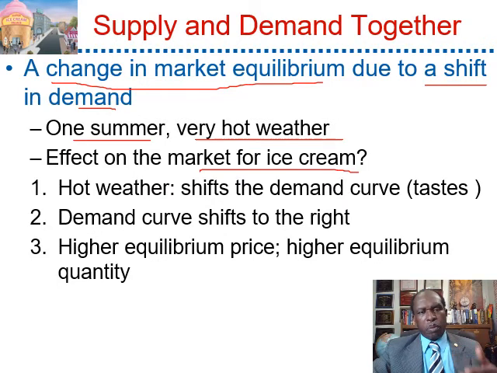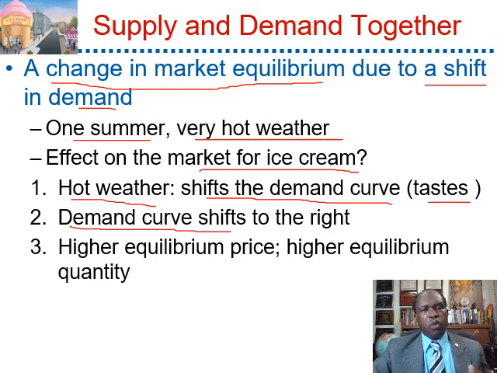Using the three steps, hot weather means that it's going to shift the demand curve because of taste. It's very hot, and people want to buy ice cream in that sense. So the demand curve will increase and shift to the right. This will lead to a higher equilibrium price and higher equilibrium quantity.